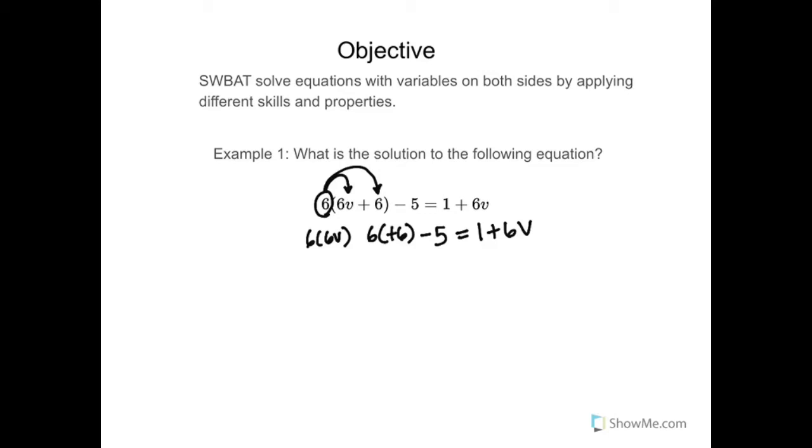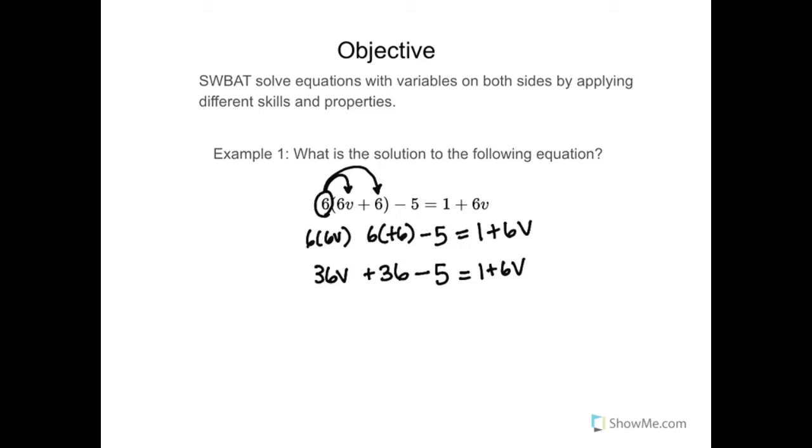So now that I've distributed, I'm going to go ahead and simplify this. 6 times 6v is 36v. And 6 times positive 6 is just 36. This negative 5, I've done nothing with it so far, so I'm simply going to bring it down. And the right-hand side of my equation is still the exact same way. Now that I've distributed, I'm free to combine things that are on the same side of my equation, and then I can start moving things around.